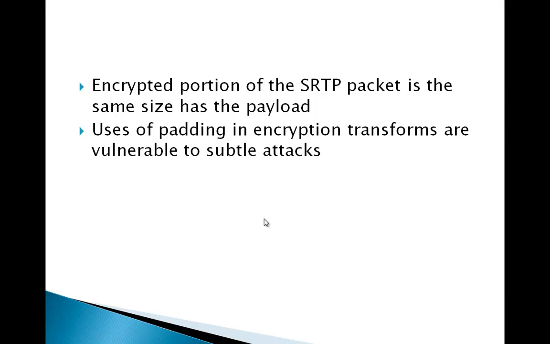The encrypted portion of the SRTP packet is the same size as the payload. If you see in the diagram, the payload and the encryption scheme will be the same size. This shows that it can be larger too sometimes. It shows that the same amount of information is being transferred in the authentication encrypted portion of it. The usage of padding helps to avoid subtle attacks, like when there is an addition or deletion of data, as I was mentioning before.